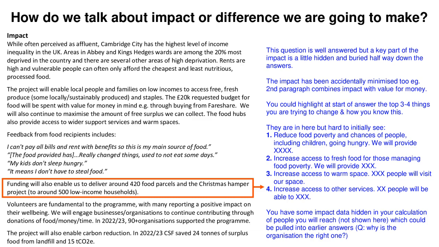I also noticed later down in the application, you had more impact data that you'd use to make some of your calculations for, I think, how many beneficiaries you're going to meet. And again, it seemed like there was also even more information you had on who you were helping and how, and that could have been weaved into this answer.